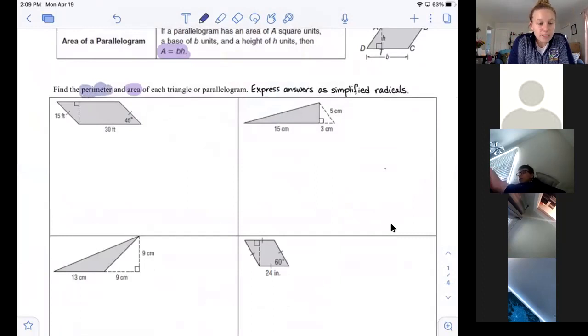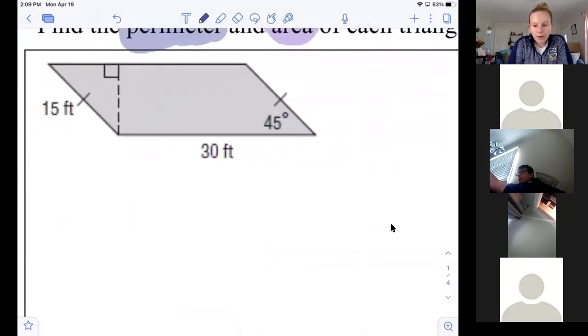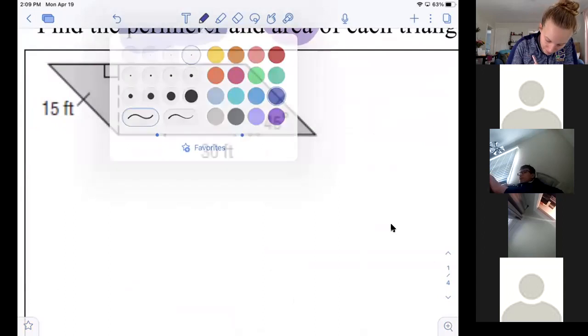I actually might kind of skip around so we kind of do what's easiest first and then we'll do what's hard. So I'm gonna zoom in on this first shape. I've got a parallelogram here. I know that the bottom is 30, so that means that the top is also 30.